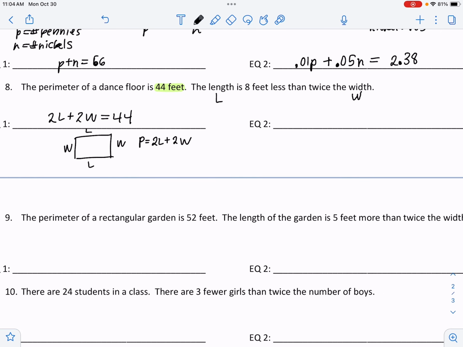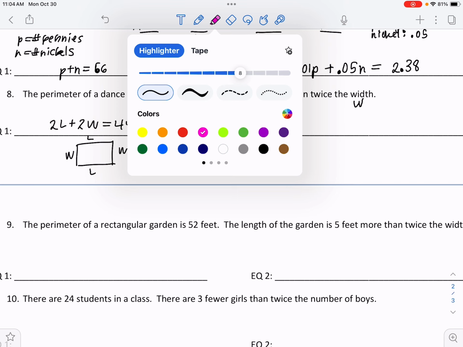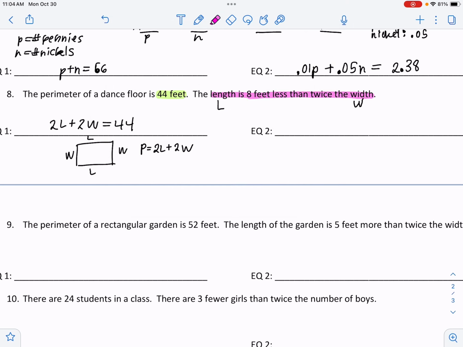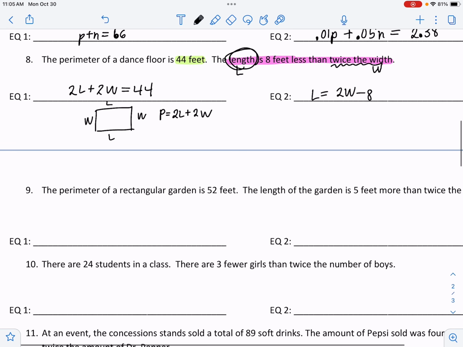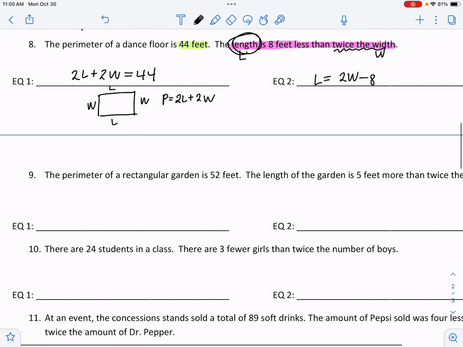Okay, and then the other equation is a comparison. It says the length is 8 feet less than twice the width. That's comparing the length to the width. Length comes first in the sentence, so L equals, and it says 8 feet less. So I'm going to skip a space and put -8. It's 8 less than something, so I'm going to have to subtract 8 from something. And that something is twice the width, which would be 2W. So L equals 2W minus 8 would be my second equation. Notice my two equations only have L's and W's. That's all I get. I don't get P, I don't get any other letters in there.